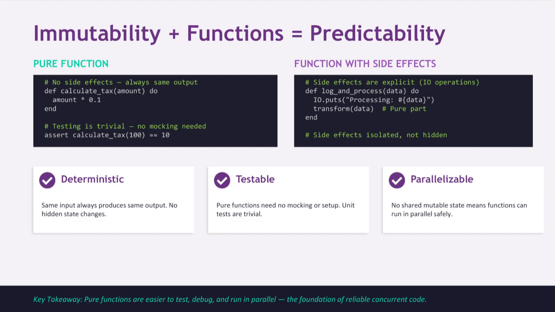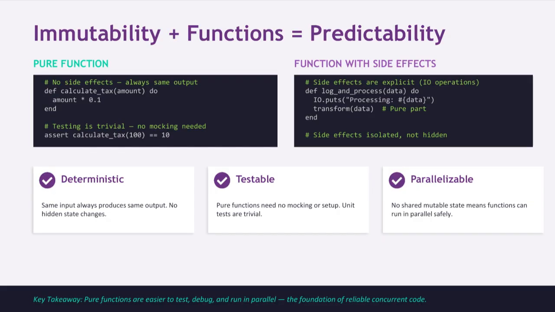Combining immutability with pure functions gives you something incredibly valuable, which is predictability. A pure function has no side effects: same input, same output every single time. So, for example, calculate tax 100 will always return 10. You can test it with a single line, no mocking, no setup, and no database state to manage. Side effects like logging or writing to a file still exist in Elixir, but they're explicit and isolated, not hidden inside functions that appear pure.